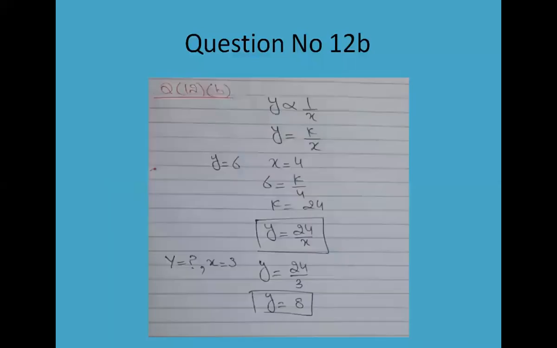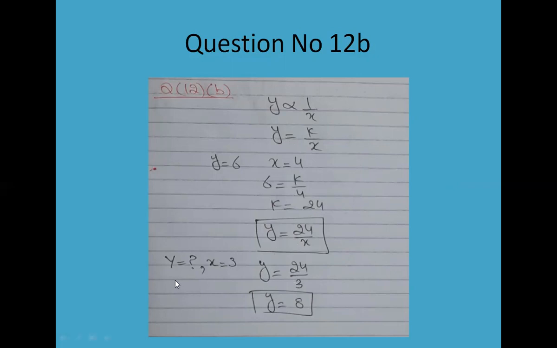Okay, so let me show you. y is proportional to 1 by x, because it was inversely. So y equals k by x. When you remove the proportional sign, you introduce an equal sign and put a constant here. The constant here is k. He says y equals 6 when x equals 4. So put these values of x and y in this formula. So you will have 6 equals k by 4. So k will be equal to 6 multiplied by 4, and that will be 24. So the formula will become y equals 24 divided by x.